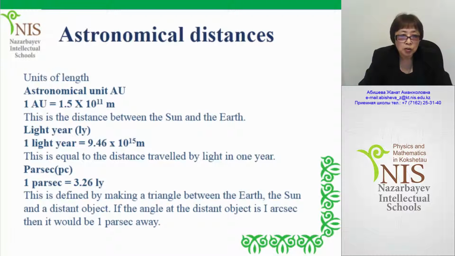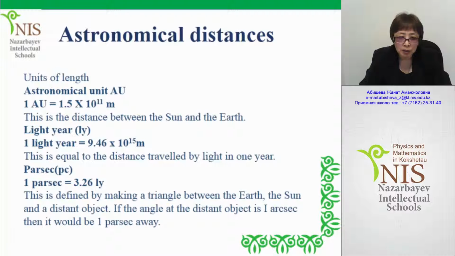Review: units of length. Astronomical unit: 1 astronomical unit equals 1.5 times 10 to the power 11 meters. This is the distance between the Sun and the Earth. Light year: 1 light year equals 9.46 times 10 to the power 15 meters. This is equal to the distance traveled by light in 1 year.